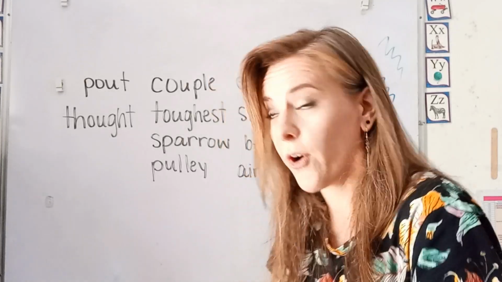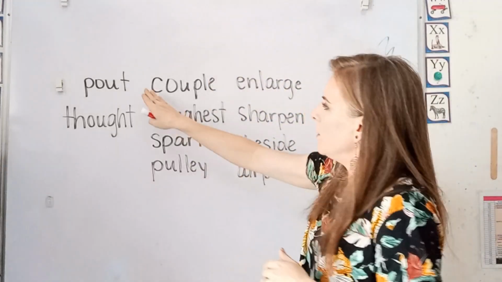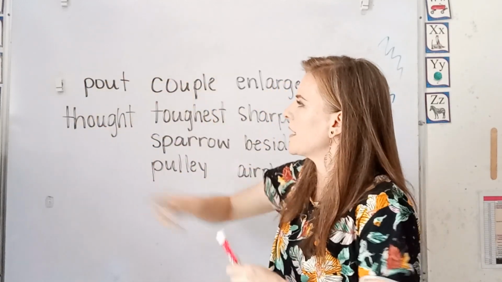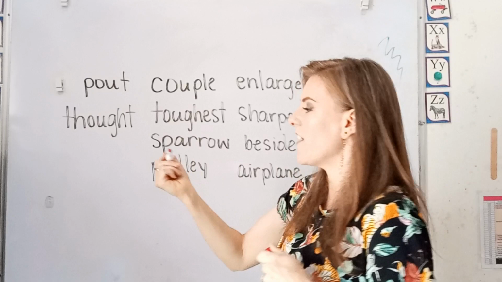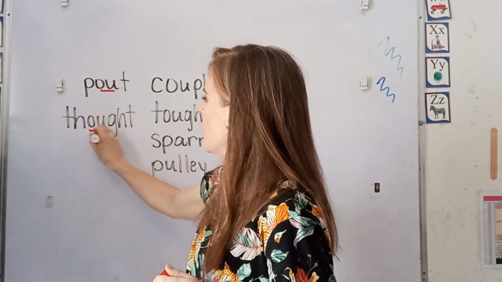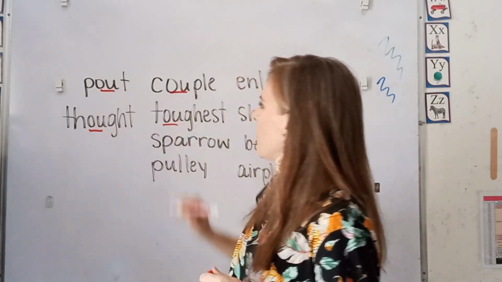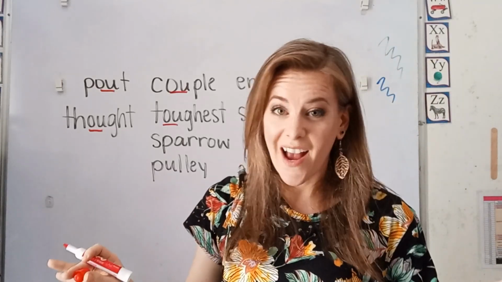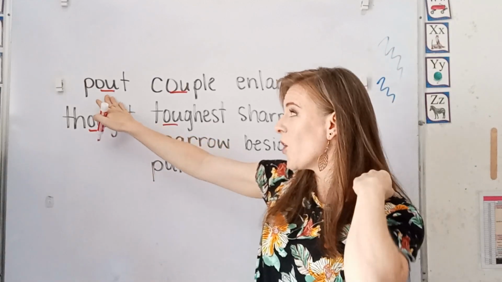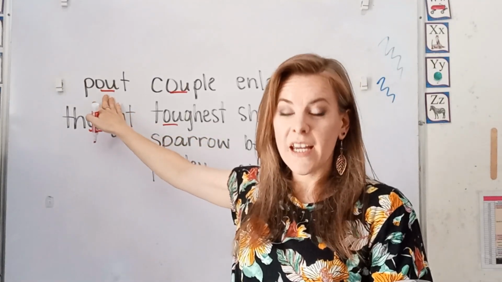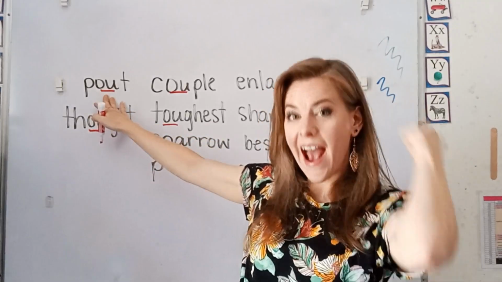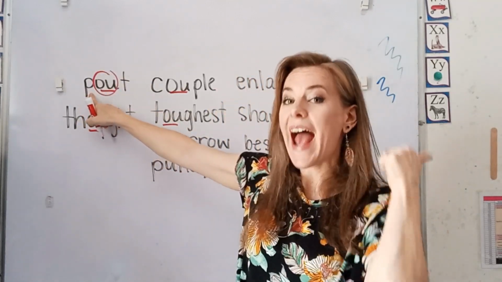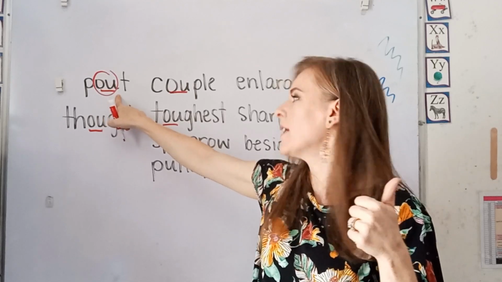Now we're going to look at the board at some examples. These ones, we're going to look at these four together here because if you notice, they all have an O-U. O-U, O-U, O-U, and O-U. But all four of these words make different sounds, okay? So here we have pout. This is the ow in out, okay? So we have p, ow in out, and t, pout.